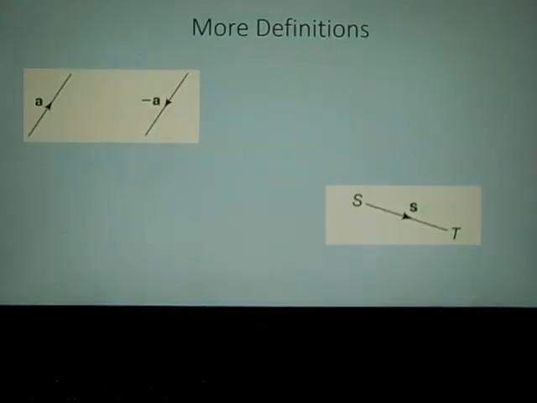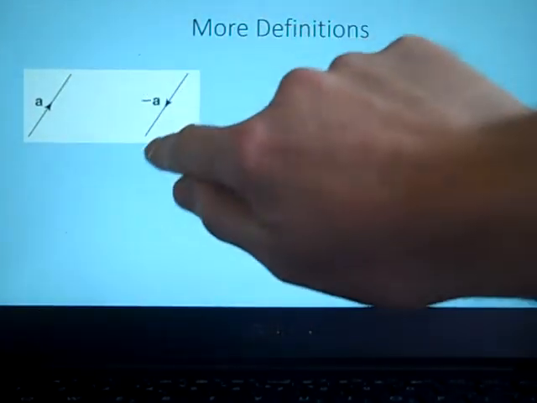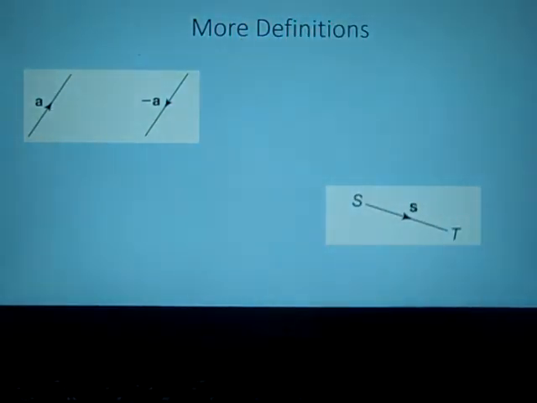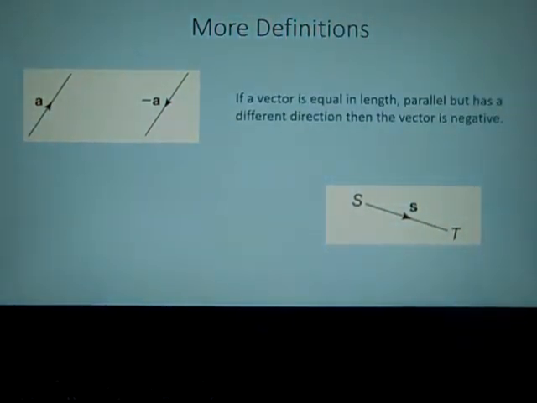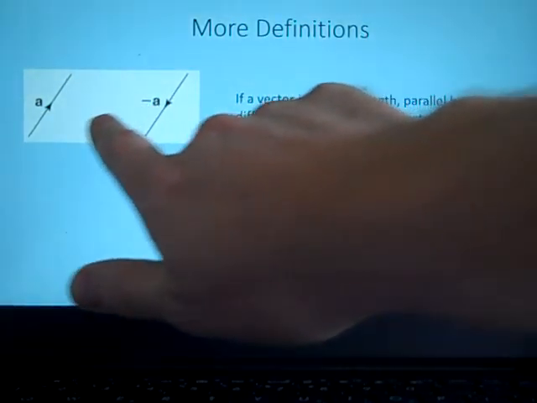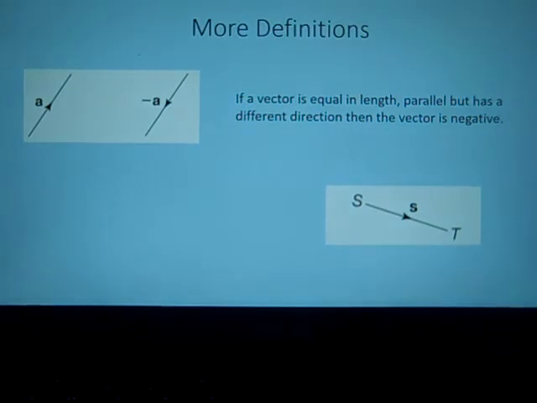So, further definitions. Here we've got A, and then one the same length as A, the same parallelness as A, but going in the other direction. That's very important for vectors. If a vector is equal in length, parallel, but has a different direction, then the vector is negative. So you've got A and you've got negative A. A going that way, but then negative A going the other way.